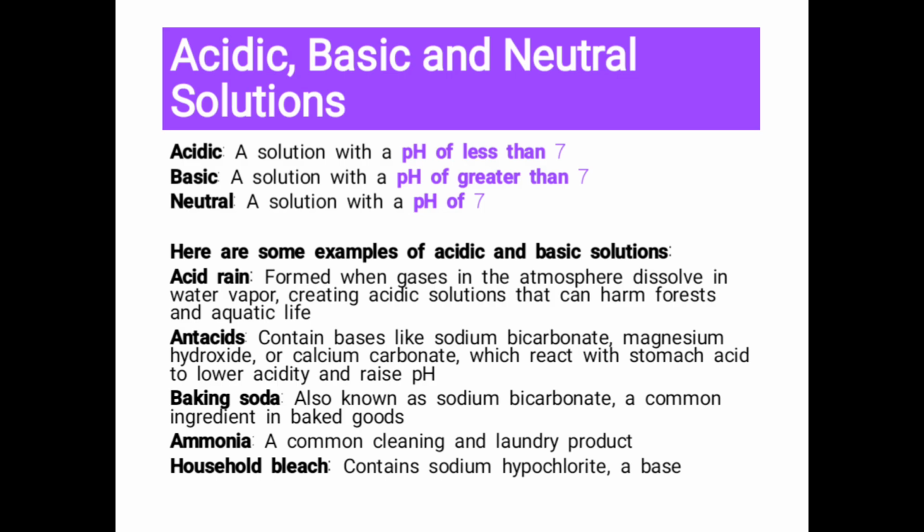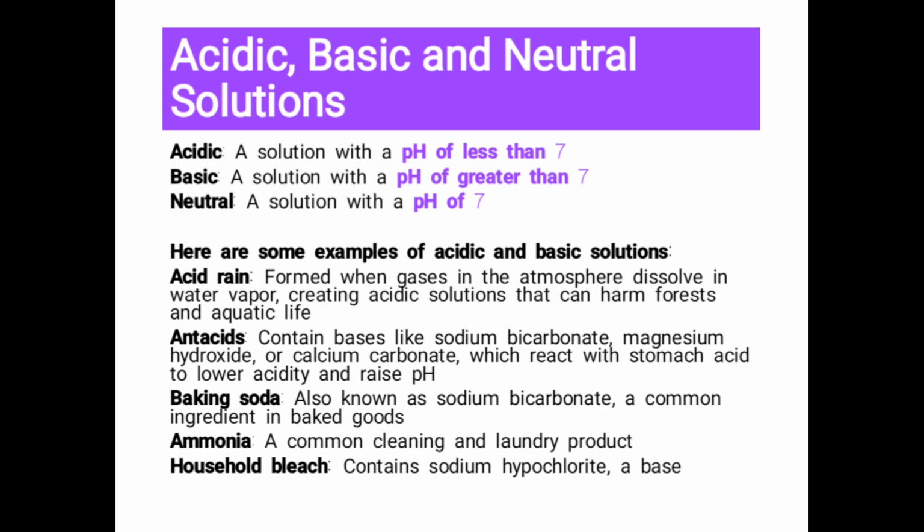So any solution that has a pH less than 7 is acidic. Any solution that has a pH greater than 7 is basic. And any solution that has a pH of 7 is neutral. Let's look at some examples of acidic and basic solutions. An example of an acidic solution is acid rain.